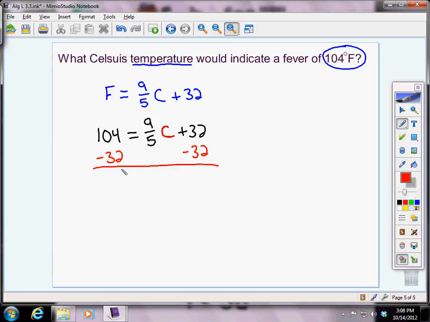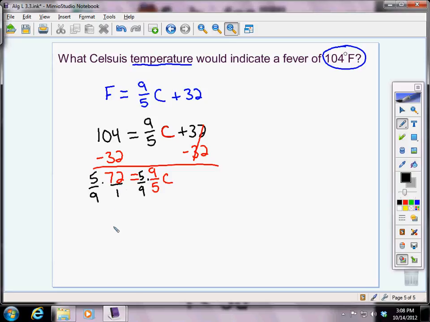Okay, 104 minus 32 is 72, and that has to equal 9/5 times Celsius, and we double check to make sure these cancel. Now, take it through another step. Now what are we solving for? C. What do we have to get rid of? 9/5. Well, it's 9/5 times C. How do we get rid of it? We divide by 9/5 or multiply by the reciprocal. If we multiply this side by 5/9, we have to multiply this side by 5/9.